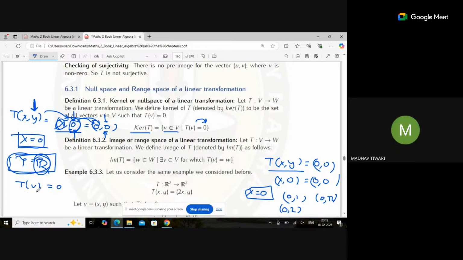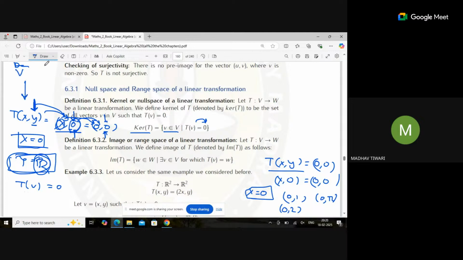In this case, (x, y), if y is a free variable, post transformation it would be zero, right? Whatever y you take, the transformation will convert it to zero automatically. Okay, sir, whatever the y component is. Got it. Basically, we are finding the vectors inside this vector space V, the domain.